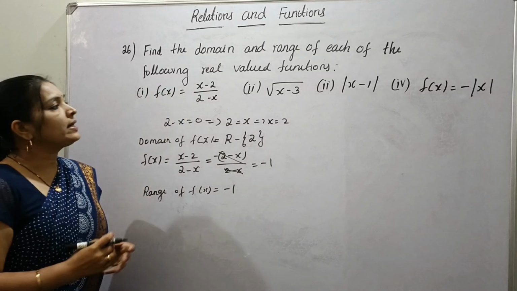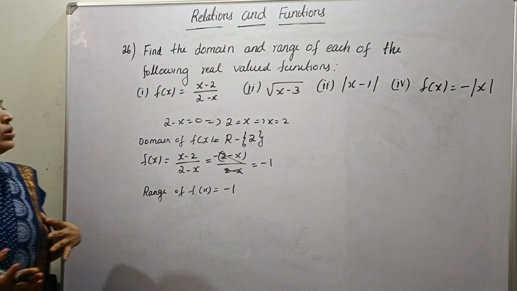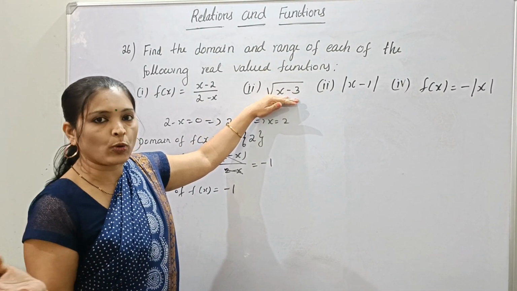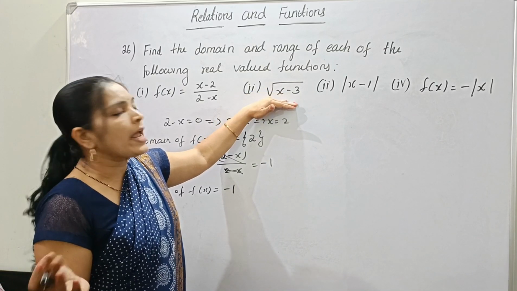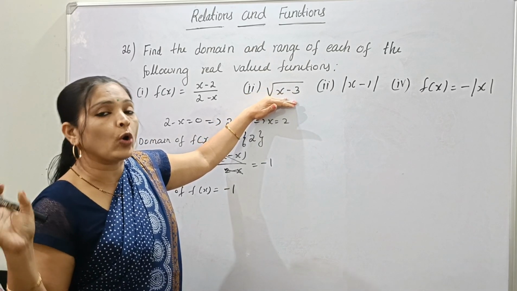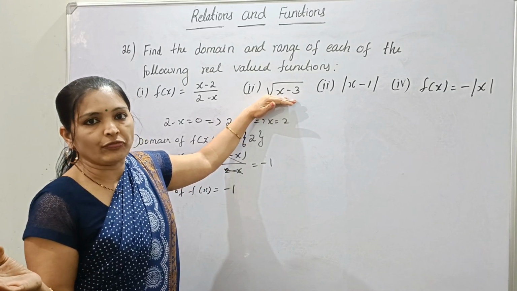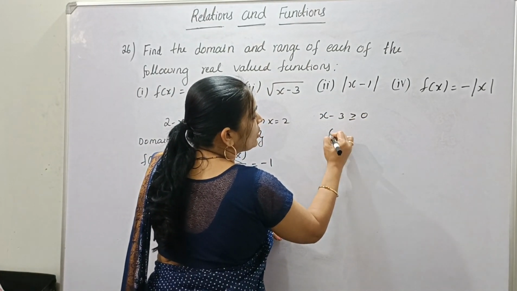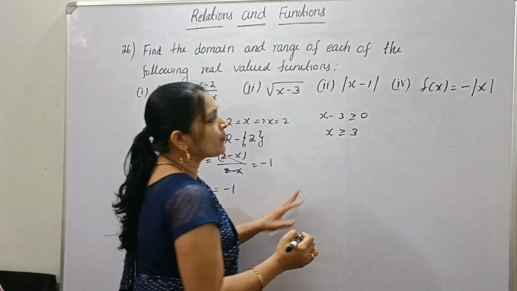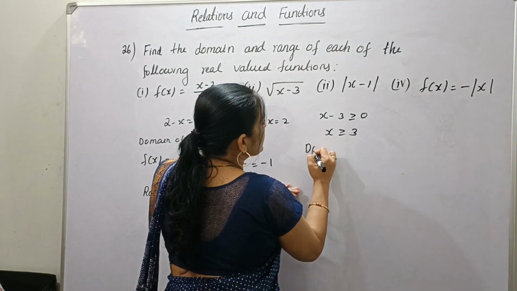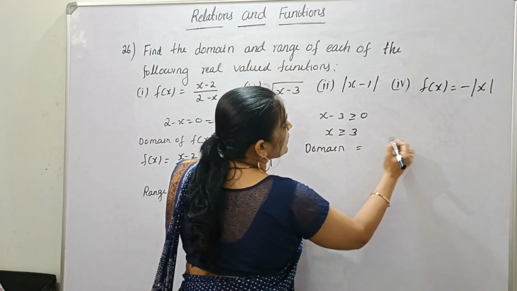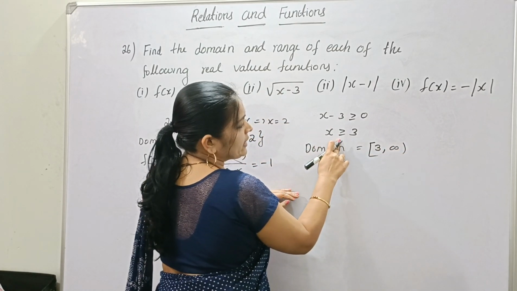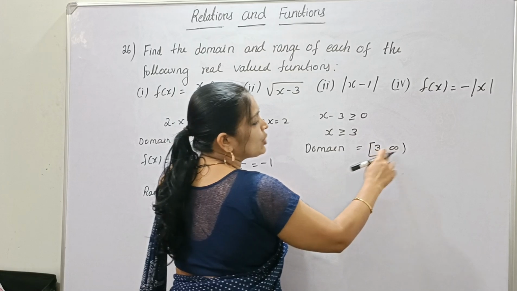Next, second, square root of x minus 3. Here also, the square root of real values must always be non-negative. So this function is defined only for x minus 3 greater than or equal to 0, otherwise it will not be defined. That implies x greater than or equal to 3. So the domain is the closed interval 3 to infinity.